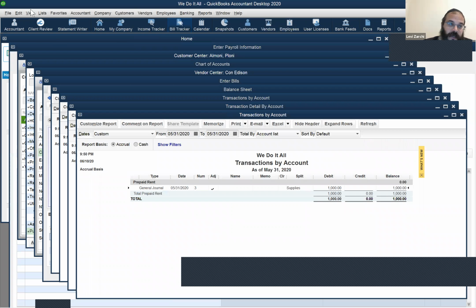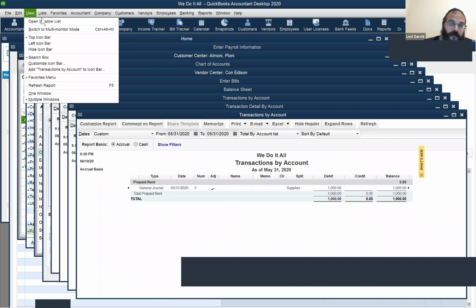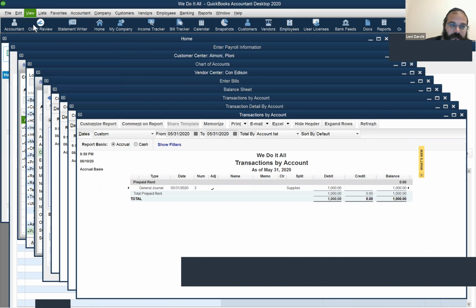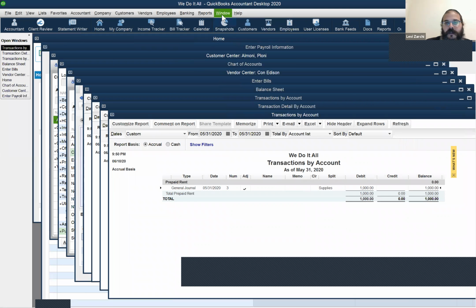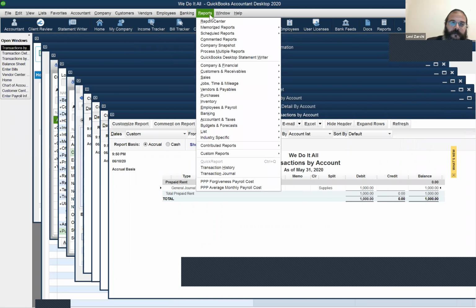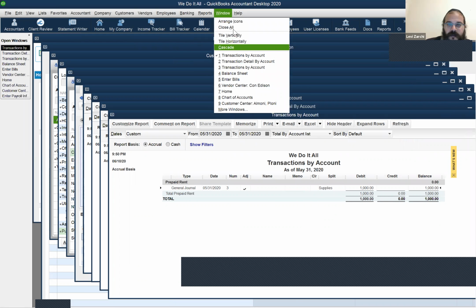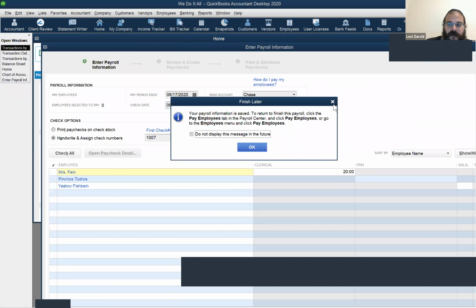And View actually asks if you want to see your open windows list. Why would I go to View to see my open windows list on the side if I could just go to Window? Like I said, QuickBooks gives you multiples of different things. We already learned you can do things multiple times. Right, I'm going to close. We'll go with the Q&A. I hope you found this class informative and entertaining as well.